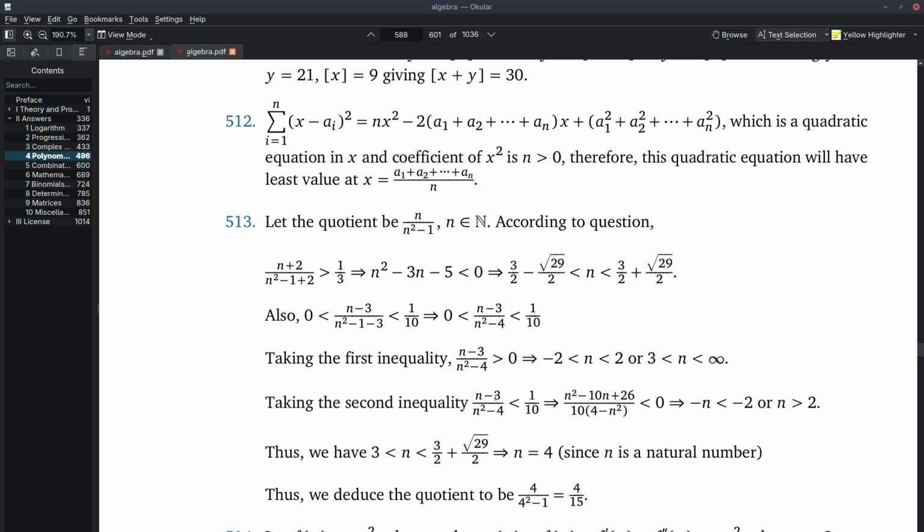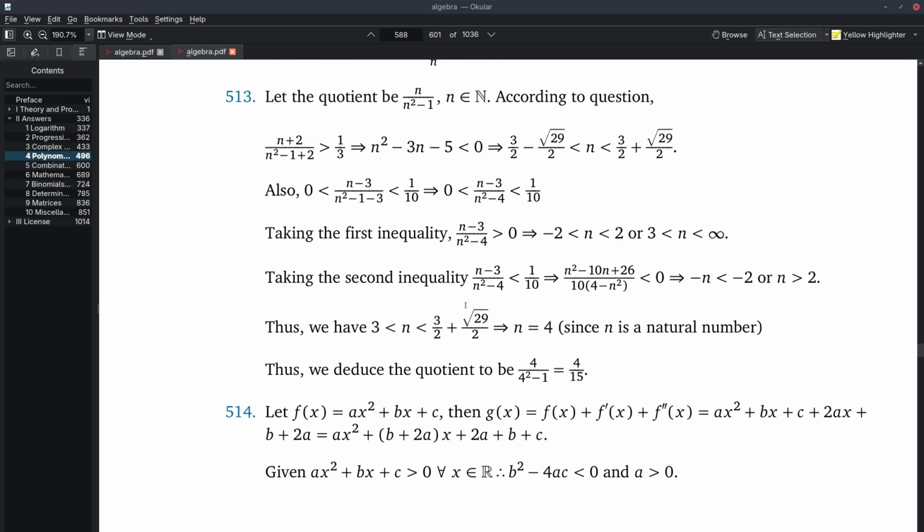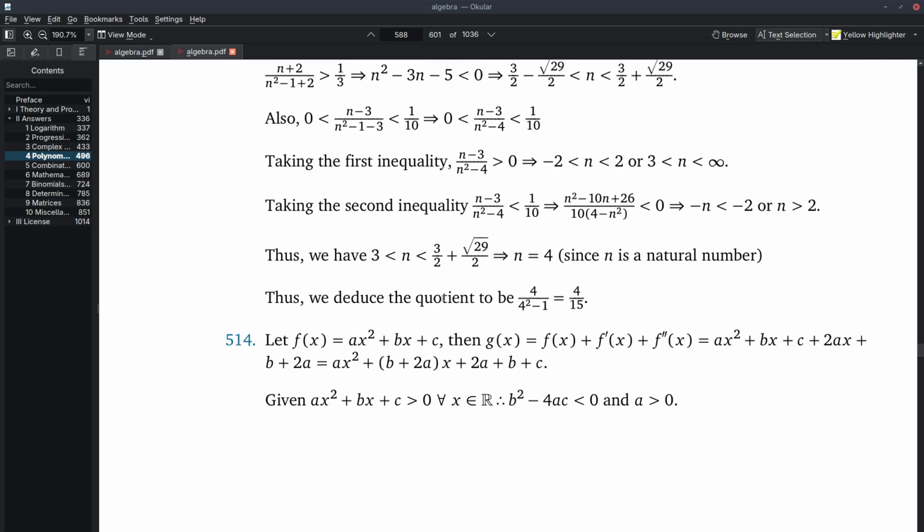Now we take the second inequality and we solve. So we get this equation. Again, using a similar method, you solve and you get n is greater than 2. So now we combine the inequalities. We get that n is greater than 3 and less than 3 by 2 plus square root of 29 by 2. So n is equal to 4 and our quotient would be 4 by 15. Lengthy problem but simple.